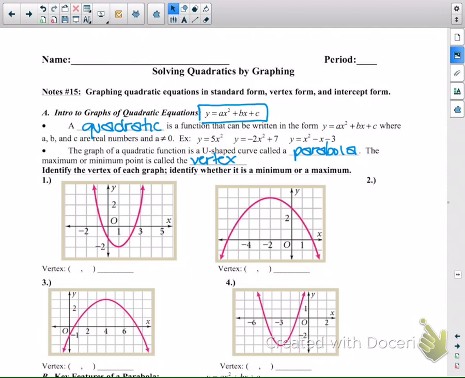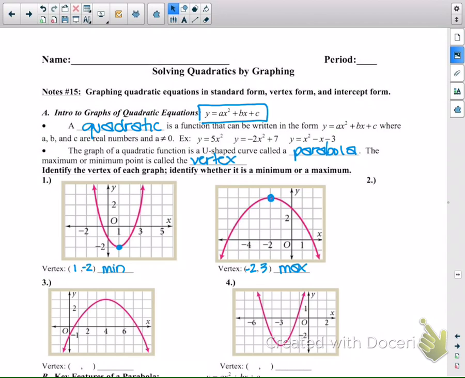On this, the vertex is the very lowest point of the U, which is what point there? 1, negative 2. Would we call that a maximum or a minimum? A minimum, because it's at the bottom. Vertex here is the very top point at negative 2, up 3. We would call that a maximum. I don't really feel like we need to do the other two like that. We know what a vertex is.